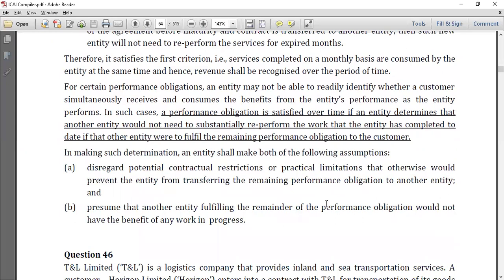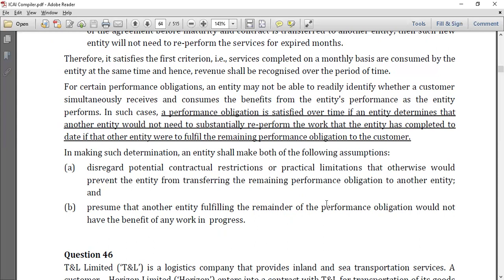Here, for certain performance obligations, an entity may not be able to readily identify whether a customer simultaneously receives and consumes the benefits. Not in this case, but in certain performance obligations, an entity may not be able to identify it readily. So what do you have to do in such cases? In such cases, a performance obligation is satisfied over time.